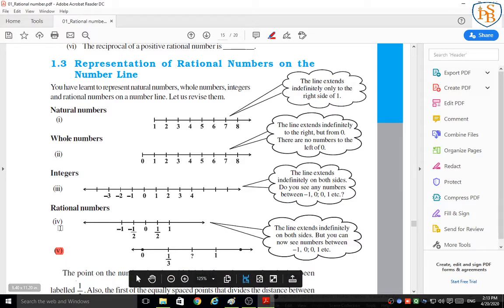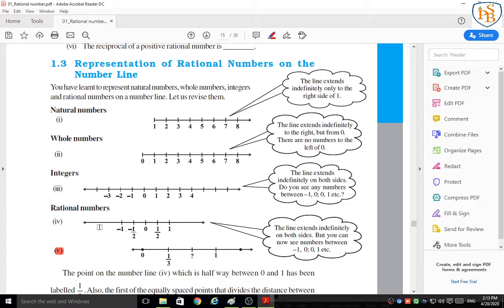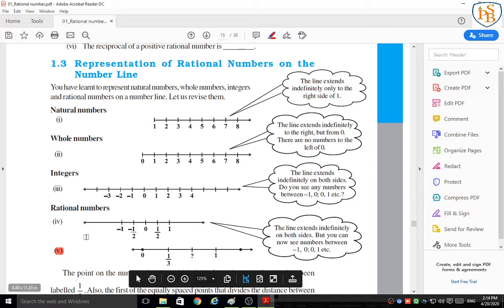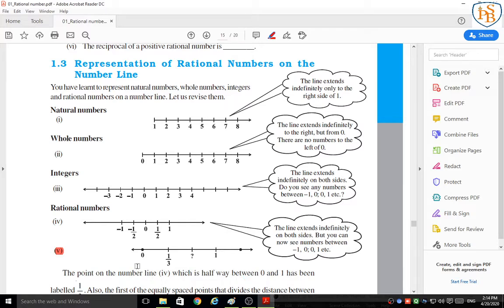Rational numbers: how can we represent the rational numbers on the number line? Look here carefully. In the middle of the line is 0. At the right-hand side there are positive rational numbers, and at the left-hand side of 0 there are the negative rational numbers. The line extends indefinitely on both sides, but you can now see the numbers between negative 1 and 0, or 0 and 1.